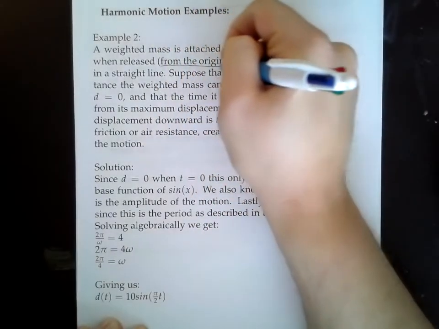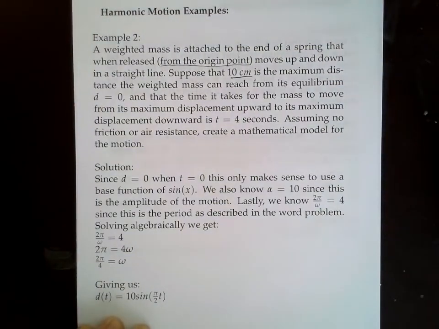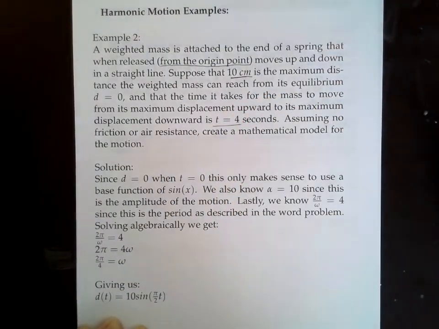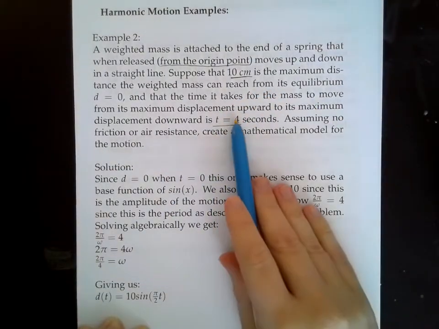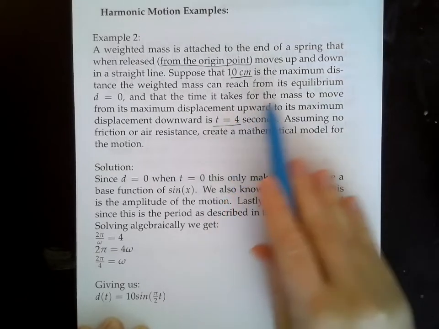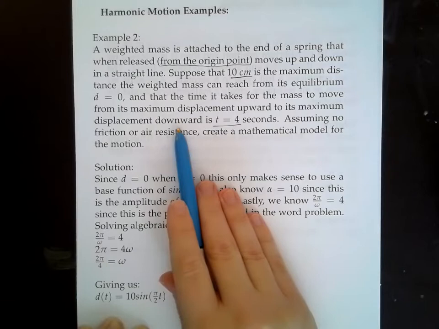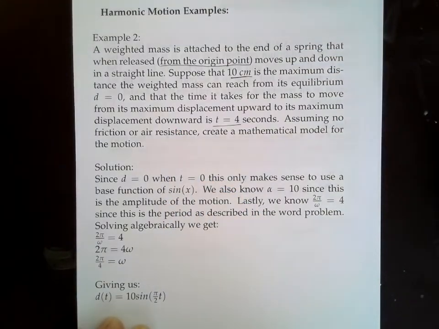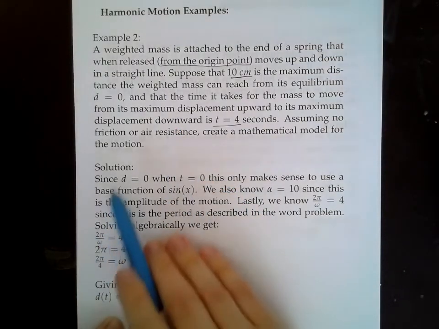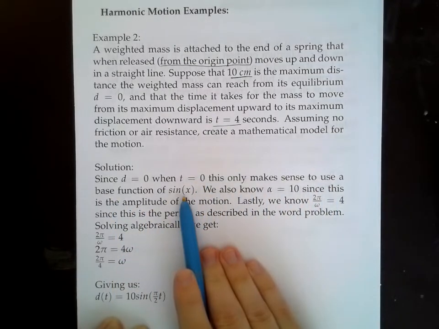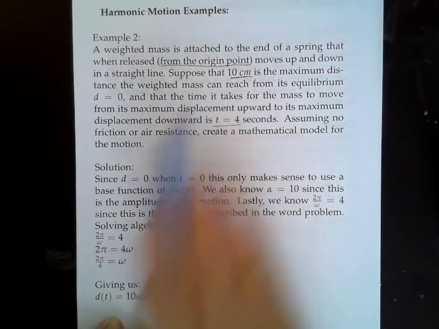We're going to be starting from the origin point, which tells me I'm going to be using sine instead of cosine. And I know that I have a period of t equals 4, because remember, this is for the mass to make a single cycle, moving from its maximum displacement upward to its maximum displacement downward, which is one single cycle. So since d is equal to 0 when time is equal to 0, it only makes sense to use a function of sine, again, because we're releasing it from our origin point.